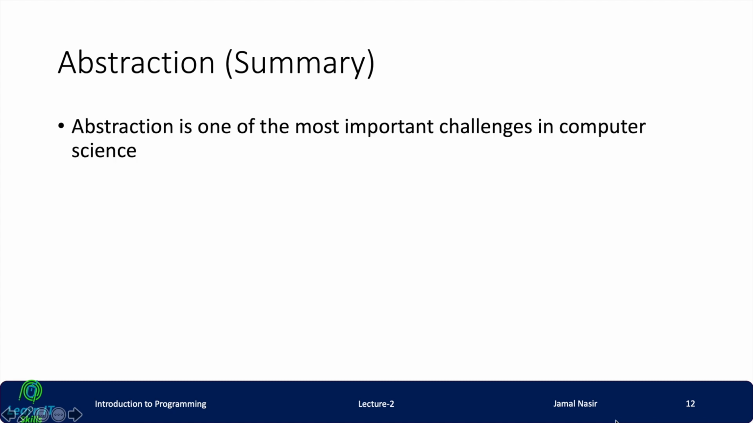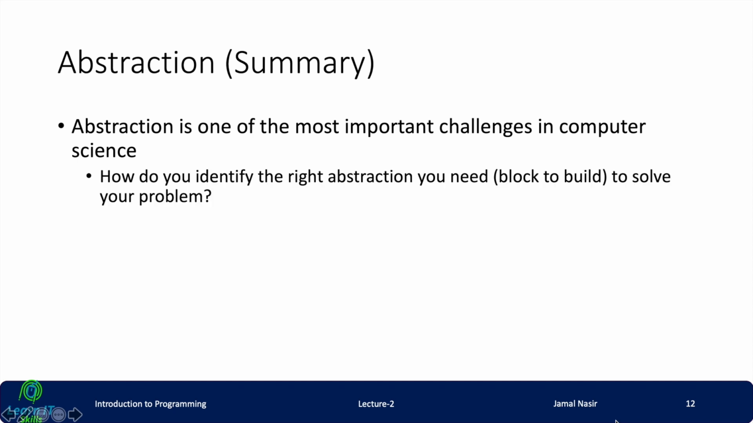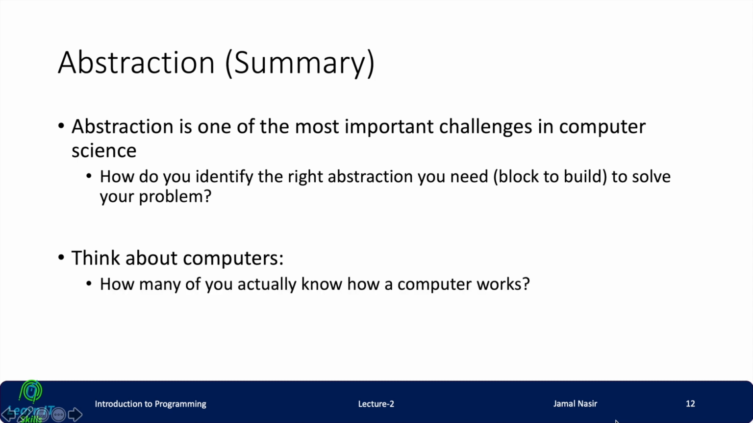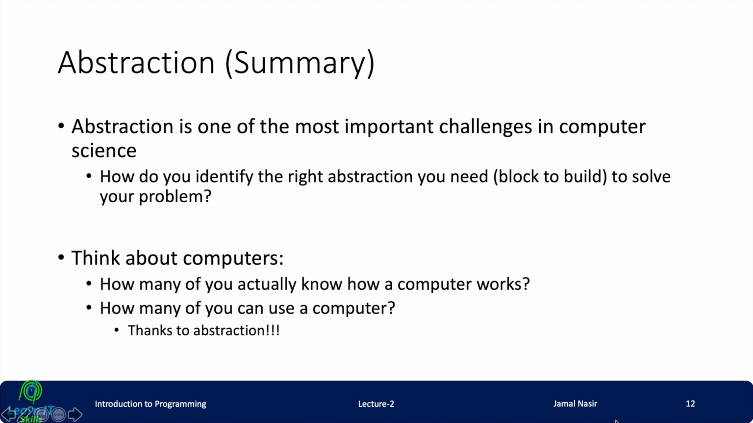Abstraction is one of the most important challenges in computer science. How do you identify the right abstraction, the building block you need, to solve your problem? So yeah, think about computers. How many of you actually know how a computer works, right? And then how many of you can use a computer thanks to abstraction?